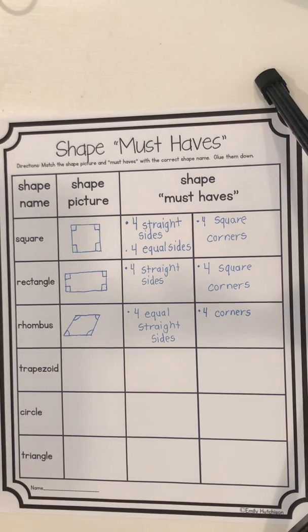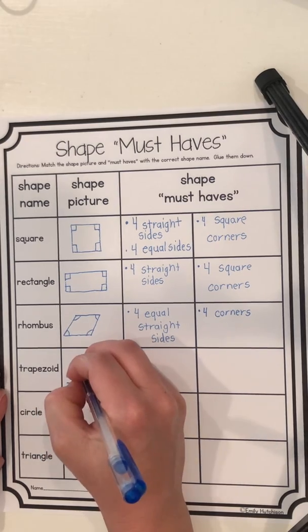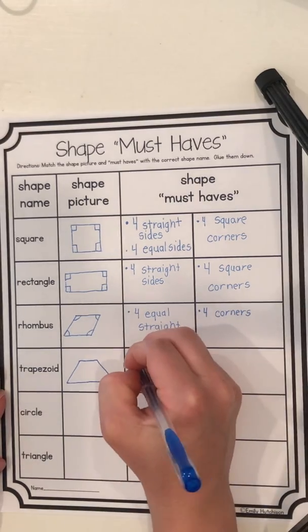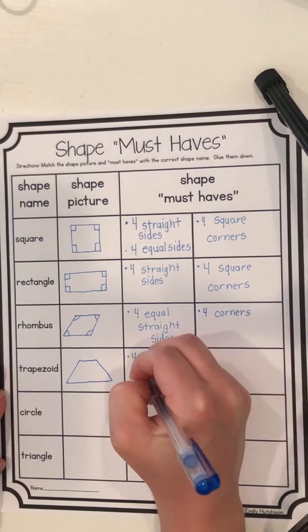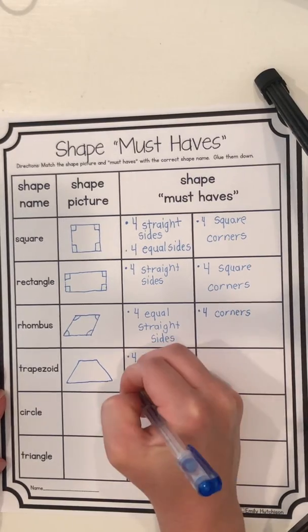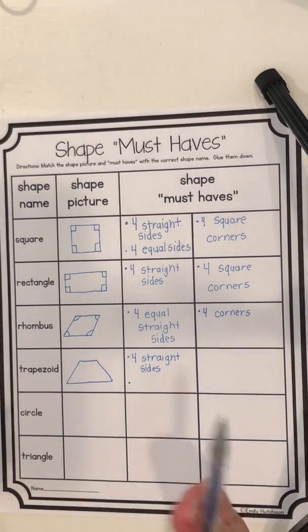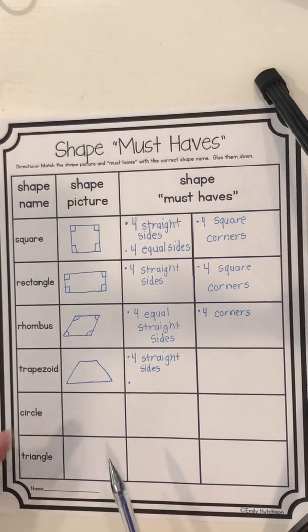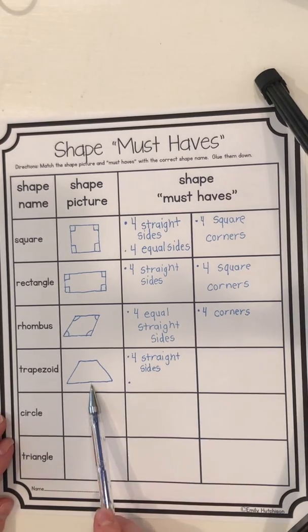This is also a 4-sided shape, but you'll notice something special about the sides. It does have 4 straight sides, no curves. But you'll notice that 2 of the sides are slanted, meaning they go at an angle. So this one is slanted and this one is slanted. And since these 2 are slanted, one of the sides is shorter than the other.